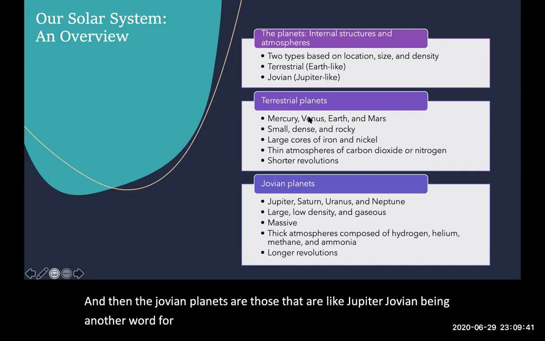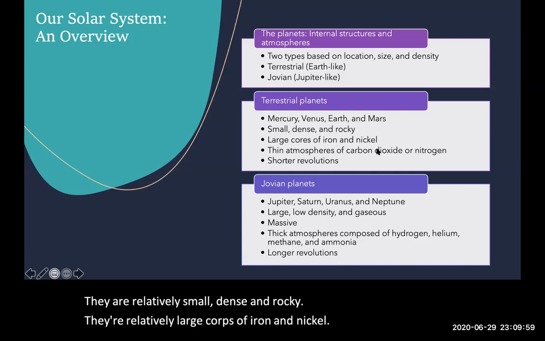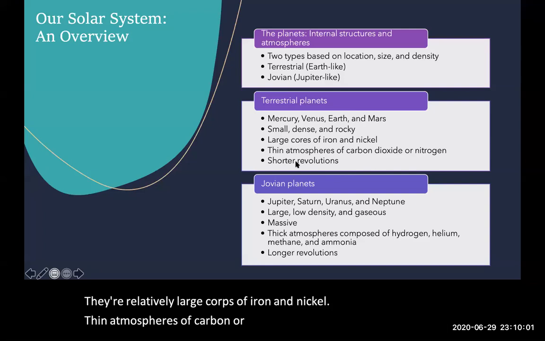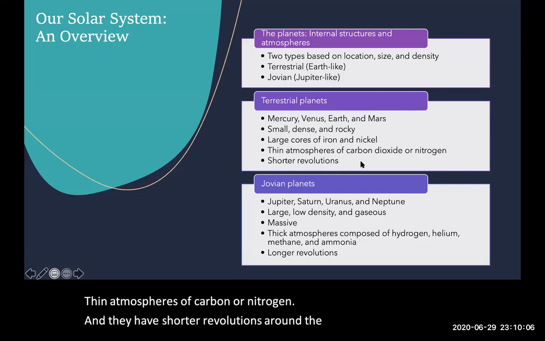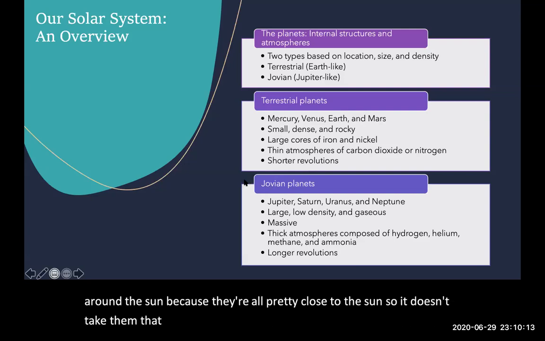The terrestrial planets include Mercury, Venus, Earth and Mars. They are relatively small, dense, and rocky. They have relatively large cores of iron and nickel, thin atmospheres of carbon or nitrogen, and they have shorter revolutions around the sun, or shorter years around the sun, because they are all pretty close to the sun, so it doesn't take them that long to make one trip around it.